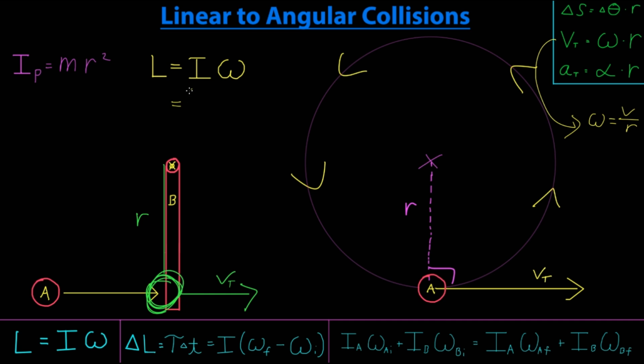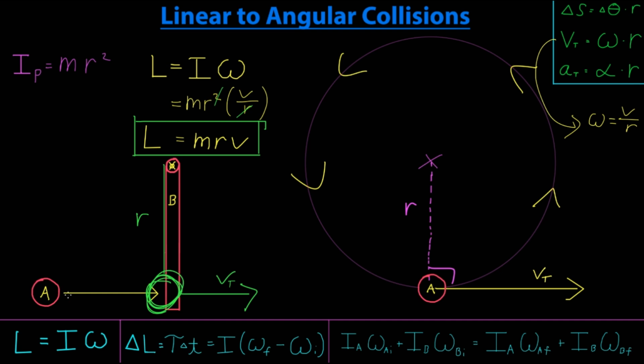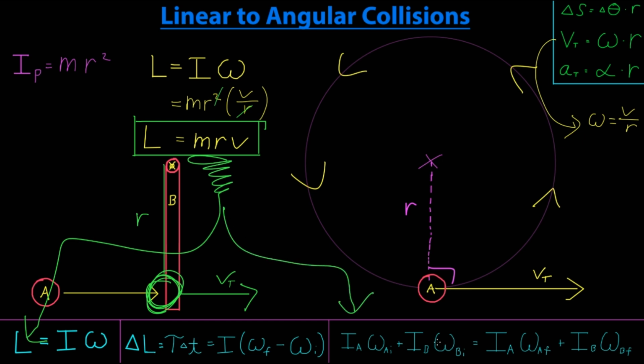If I do that, I get mr squared, that's the moment of inertia, times v over r. That's in this equation over here. You may notice immediately radius cancels, which means I have mrv. This is the equivalent angular momentum of that ball hitting this bar at a 90-degree angle to the radius with this velocity, which means in this case, I can literally use this equation as angular momentum, either here or in our angular momentum collision equation, which is what we're about to do.